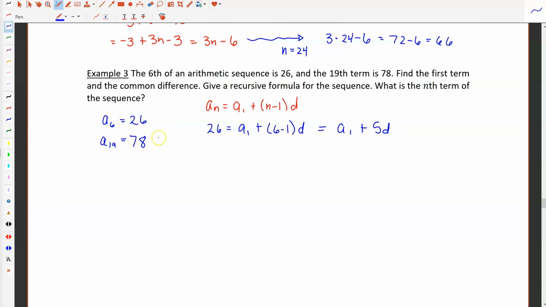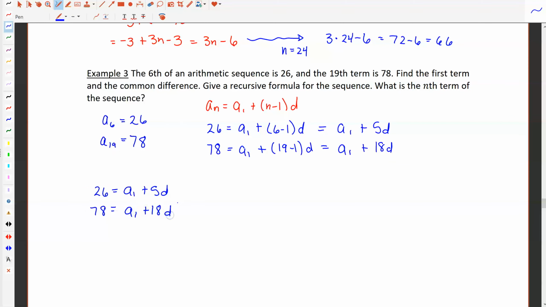For my second piece of information, the output was 78. That's what I get for that term. The first term, a sub 1, I don't know, so 78 is equal to a sub 1 plus, and then my position was 19, so I'll have 19 minus 1 times d, which would be then a1 plus 18d. Pulling those two pieces of information to the side, we would get 26 is equal to a sub 1 plus 5d, and then 78 is equal to a sub 1 plus 18d.